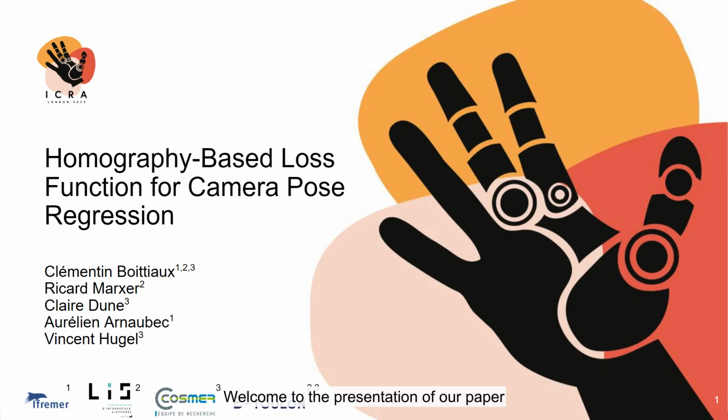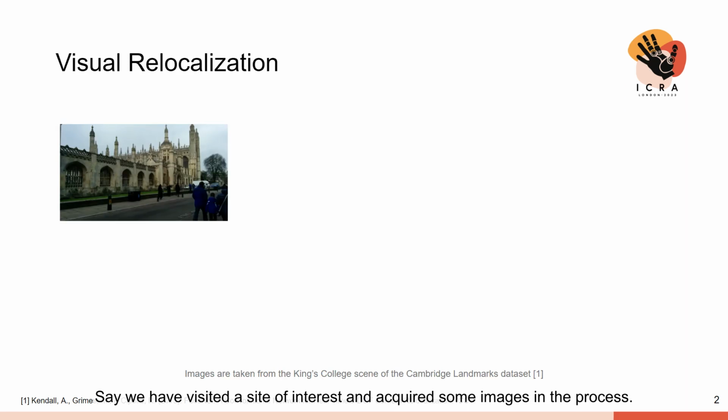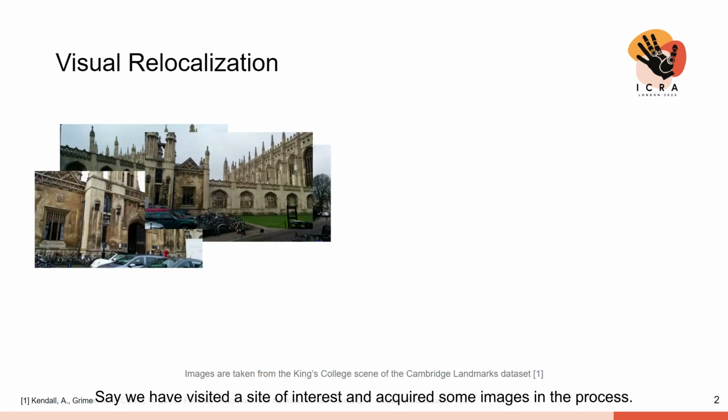Welcome to the presentation of our paper, Homography-Based Loss Function for Camera Pose Regression. This work introduces a novel loss function that defines the error between two camera poses in the context of visual-based relocalization. It was supported by Ifremer, the French Institute for Ocean Research, as well as Cosmer and Lys laboratories of Toulon University. Say we have visited a site of interest and acquired some images in the process.